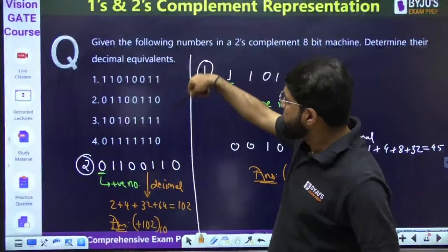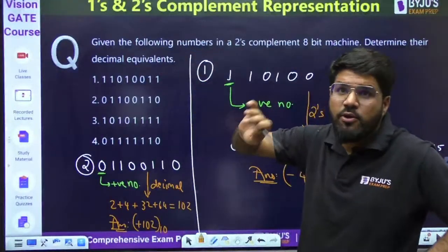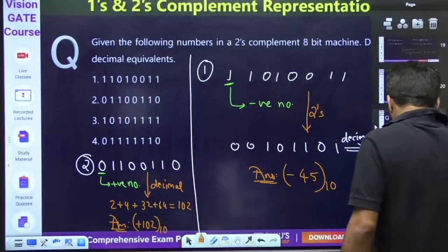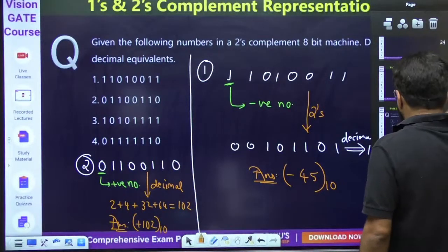Given binary forms in a 2's complement machine, you know how to get the decimal value with the sign and the magnitude. You know that? Good. Okay, good. Very, very good.